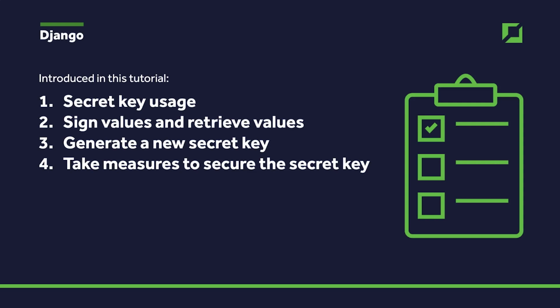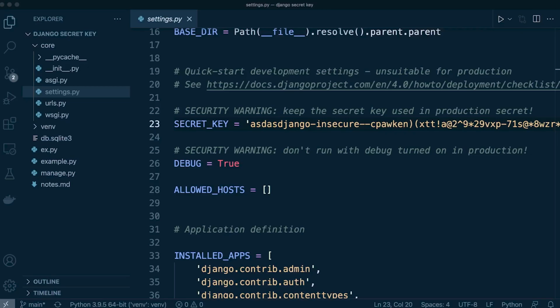So let's move on now to taking measures to secure your secret key. Hopefully I've given you a sense of why you might want to keep your secret key secret. So let's talk about how to potentially keep your secret key secret. As we already know, when we create a new project, a secret key is generated. Now, if we are just developing locally, then through the development process we might not need to do too much with this secret key because no one else is accessing it.